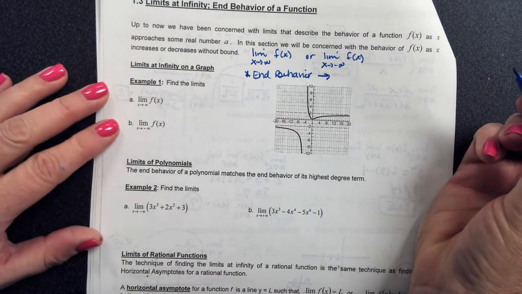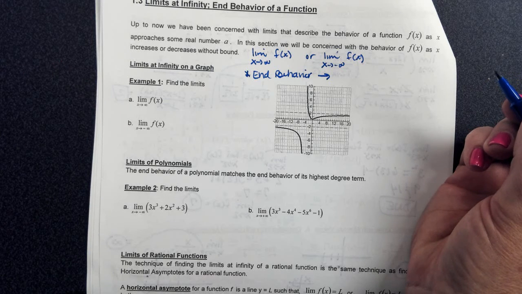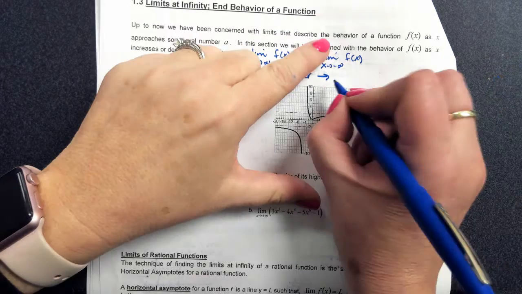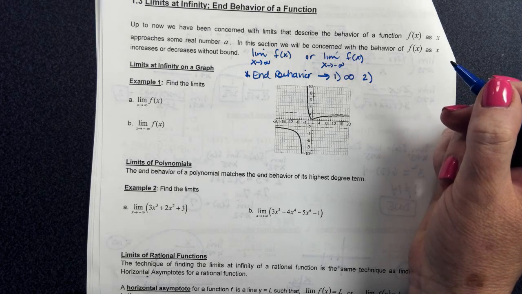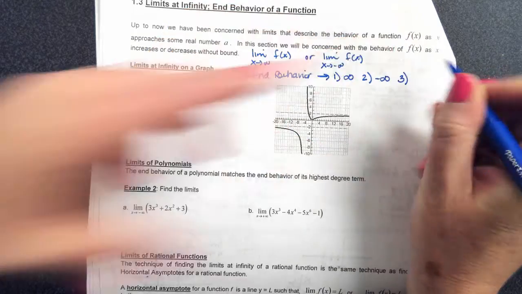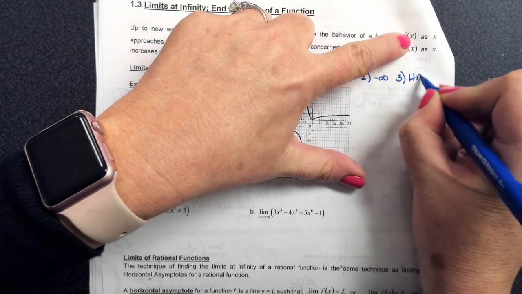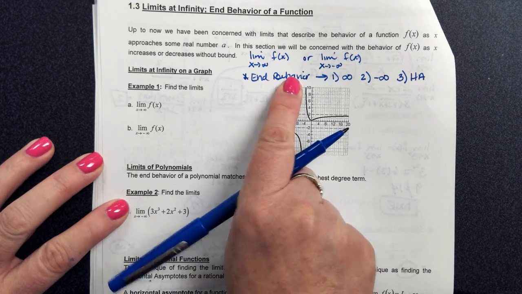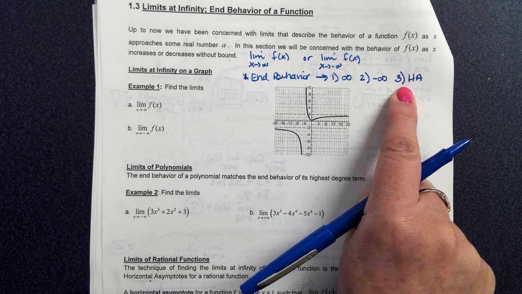One of three things can happen when you're talking about the end behavior of a function. The graph could be pointing up. What would we say if the graph was pointing up? It would be going towards positive infinity. If the end behavior is pointing down, it would be going towards negative infinity. Or if there's a horizontal asymptote, the end behavior is approaching a horizontal asymptote. So when you're asked to find the limit as x goes to positive or negative infinity, it can only be one of these three things: positive infinity, negative infinity, or a horizontal asymptote.